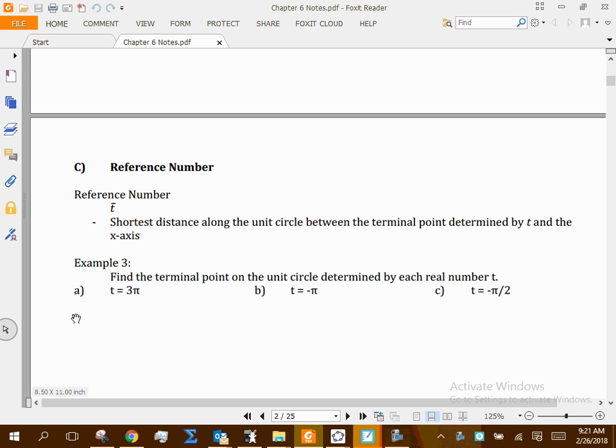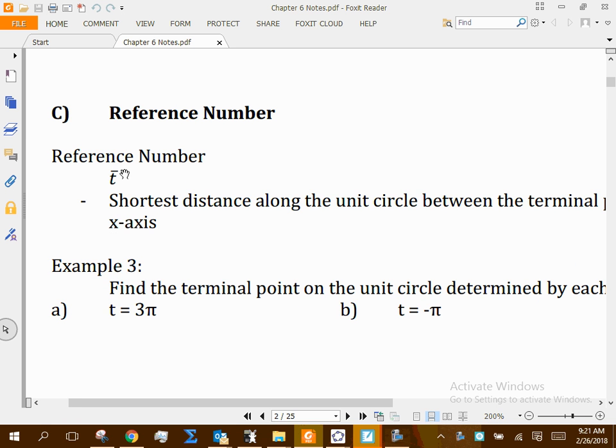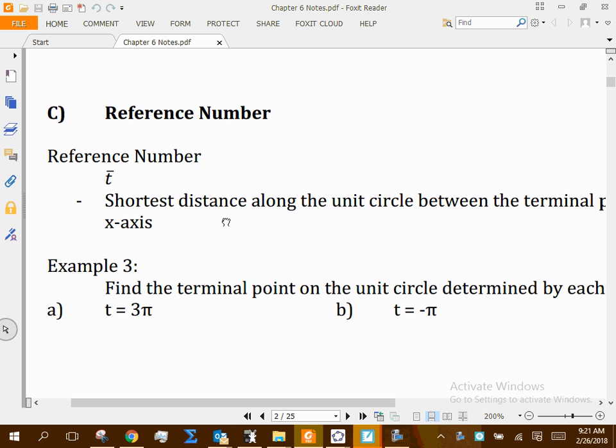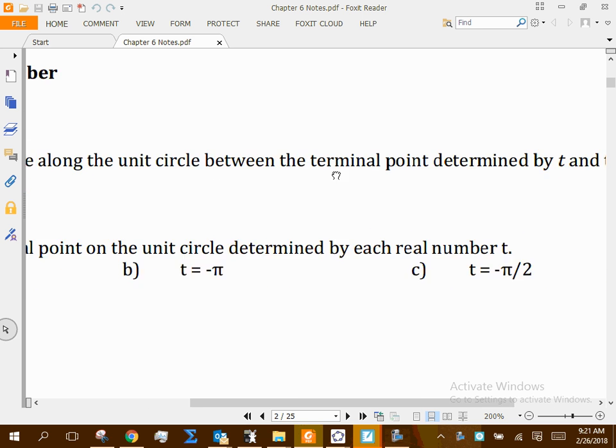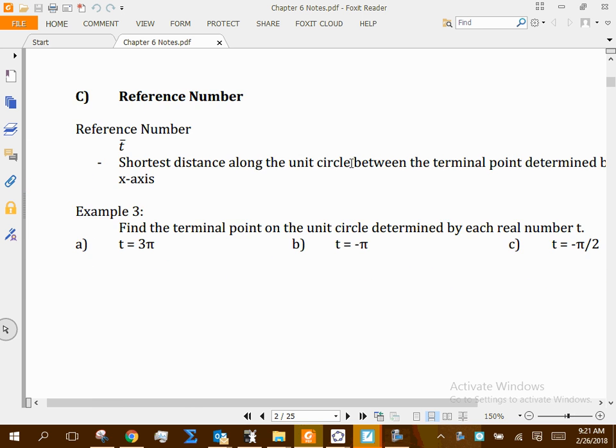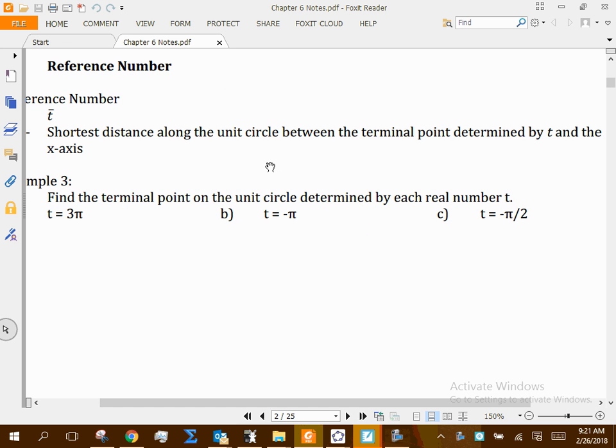The reference number, which we're calling T-bar, is the notation we use for the shortest distance along the unit circle between the terminal point determined by T and the x-axis. Ultimately, it's asking what arc length you have to travel to get back to the x-axis, or to get to the x-axis if you haven't passed over it yet. That's all T-bar is asking.